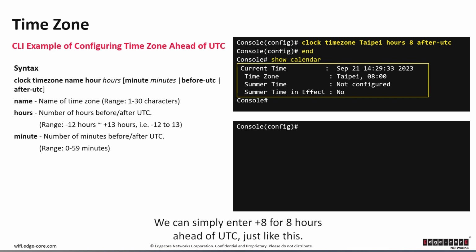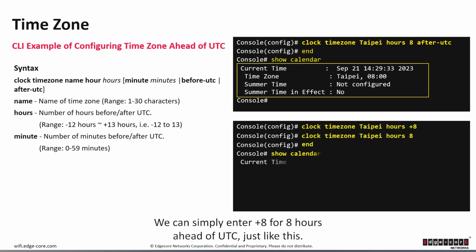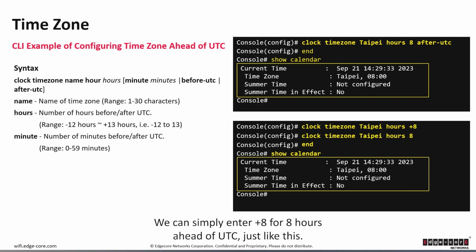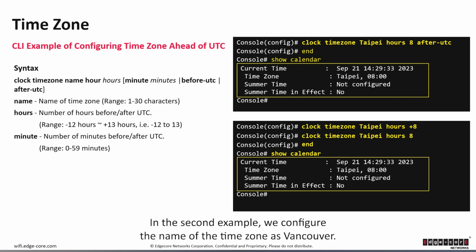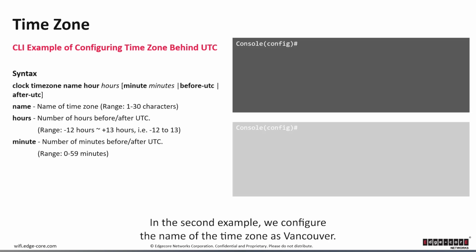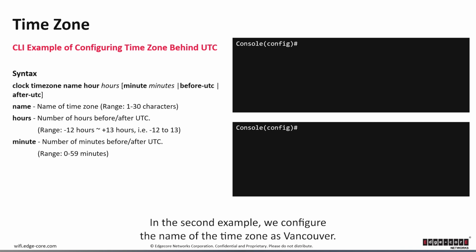We can simply enter +8 for 8 hours ahead of UTC. Just like this. Or just enter 8 instead of +8. That's the same thing. In the second example, we configure the name of the time zone as Vancouver.